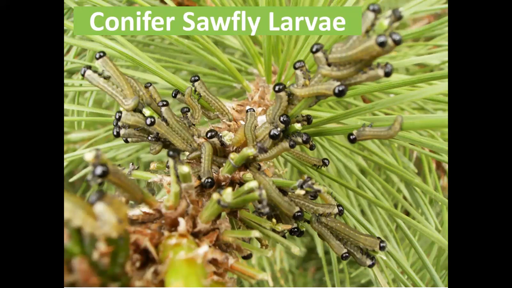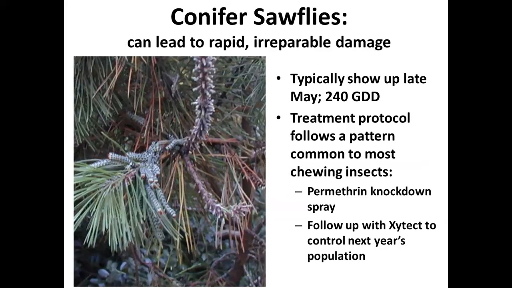Now, a much more common chewing insect we'll run into is the conifer sawfly larvae. They're generally the same color as the needle, so it's easy to overlook them from a little distance, but when you get up close you just see hundreds of them crawling along a twig and chewing off needles like this. It seems like in a short amount of time they can strip out branches on a conifer tree.